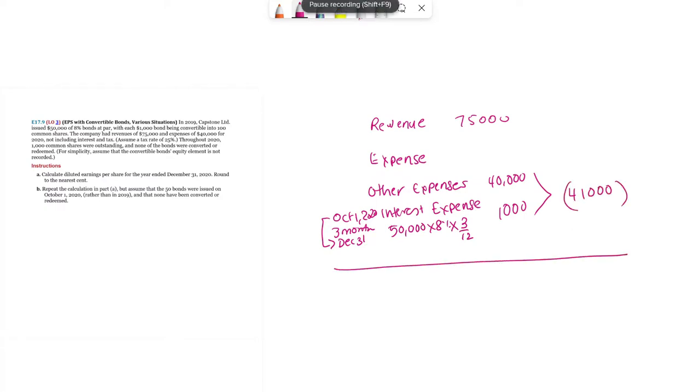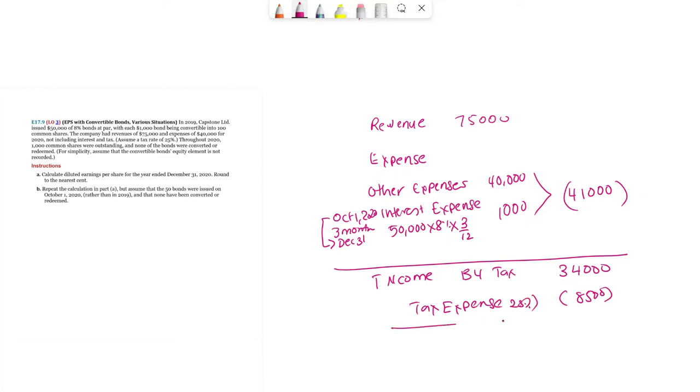Now these are my expenses. You have an income before taxes, and that is your 34,000. We pay tax expense, and that tax expense is equal to your 8,500, which is 25%. And then what we have is net income. So net income is what we need to calculate our basic earning per share, because I need basic in order to do the diluted, because I needed a comparison.